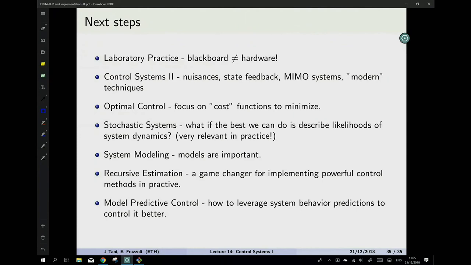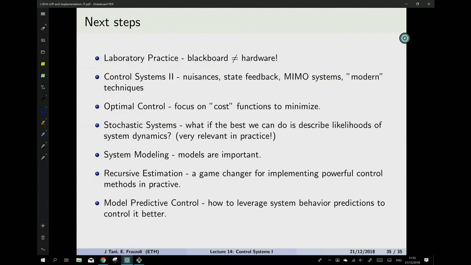Control Systems 2 is a class you can take in the next semesters. I will be teaching it. We'll pick up exactly where we stopped from here, and it's basically the natural extension of this. What we will do is talk a little bit about more fancy control system designs, not based on output feedback, based on state feedback instead. And we'll talk about more complicated systems, multi-input, multi-output systems, and how this robustness issue affects the whole control design.